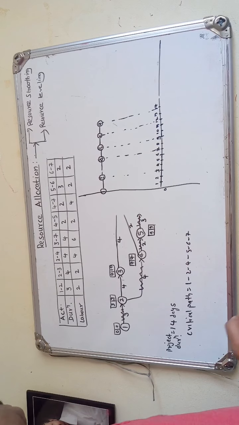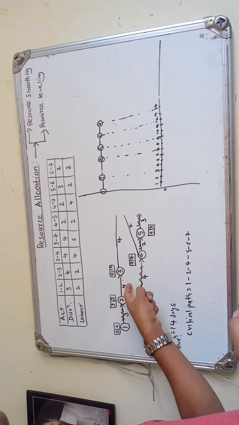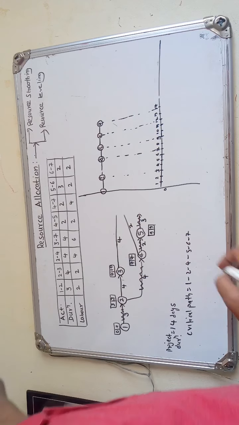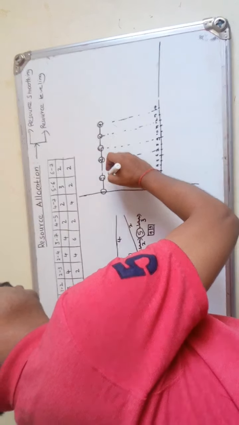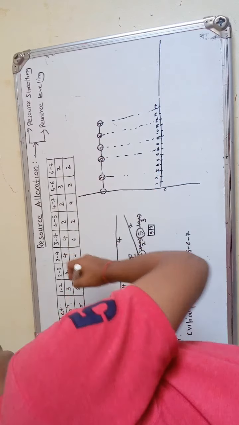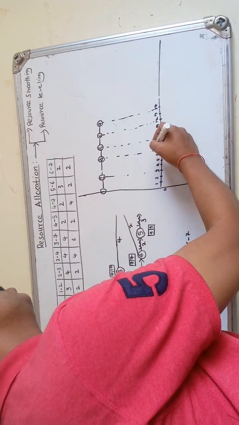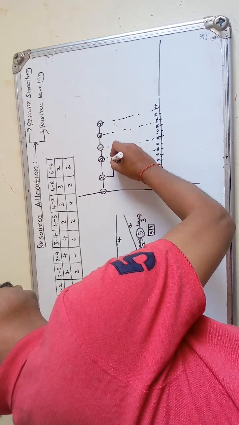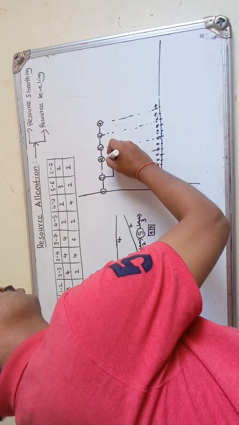Then 2 to 3 requires 4 days. So 3 plus 4, that is 7. 2 to 3.